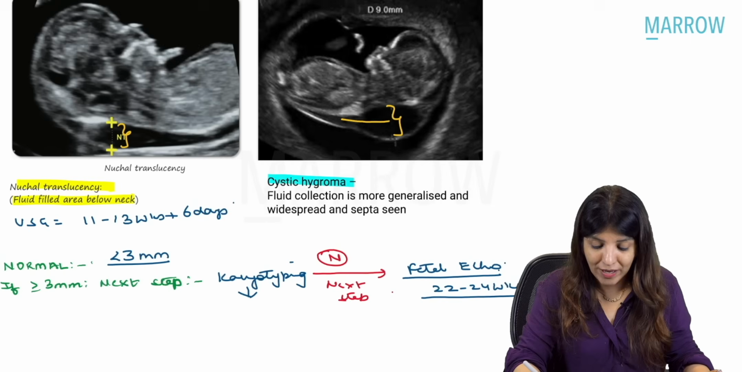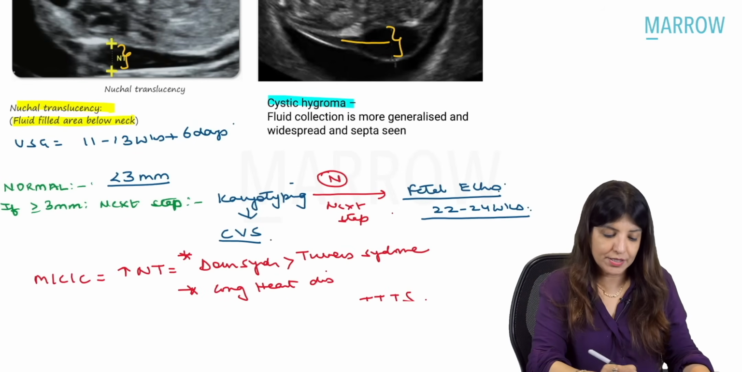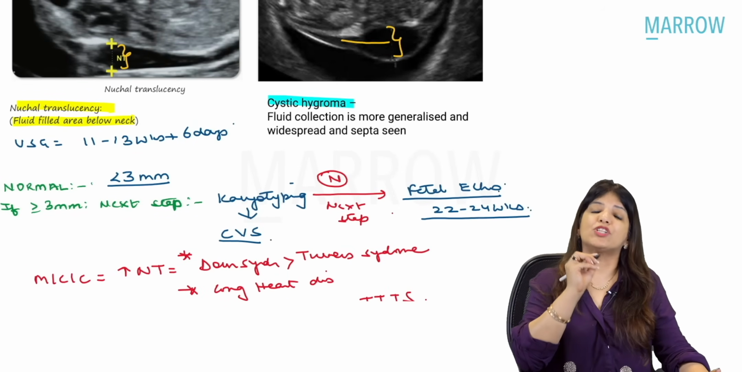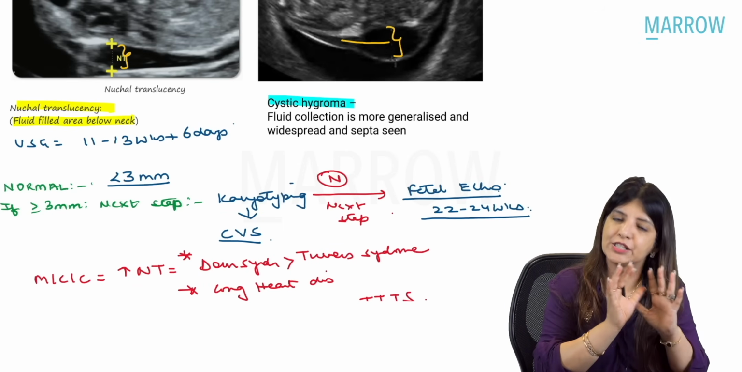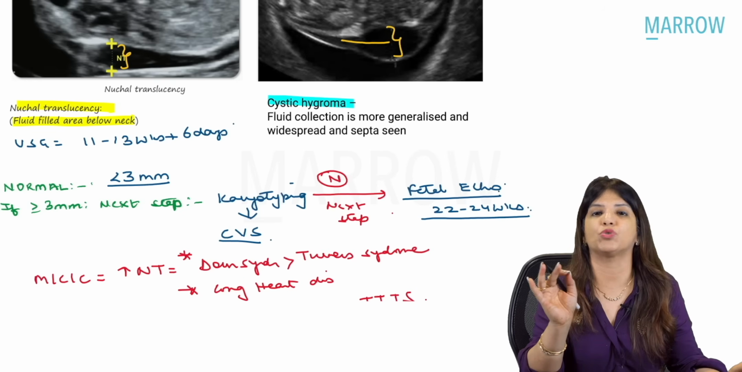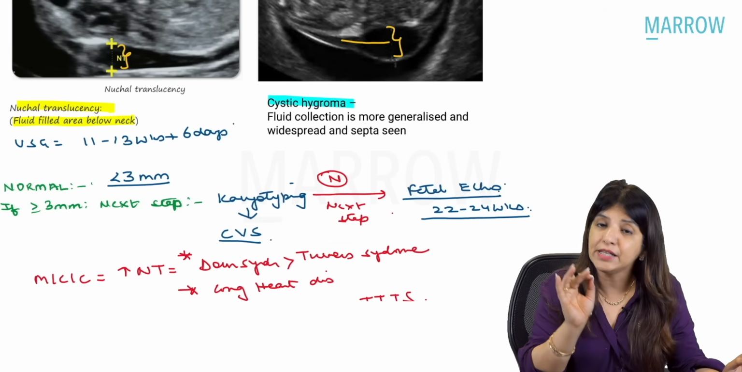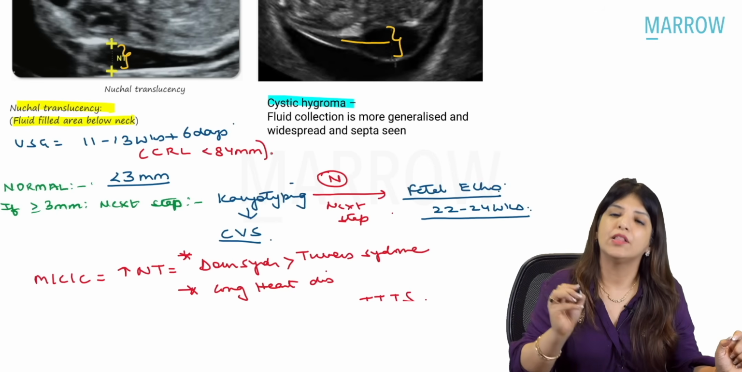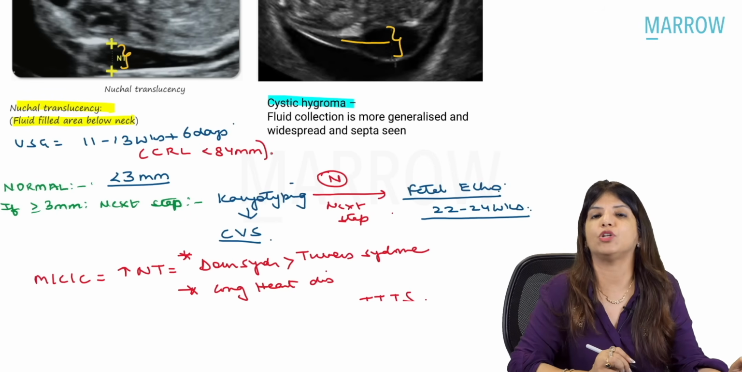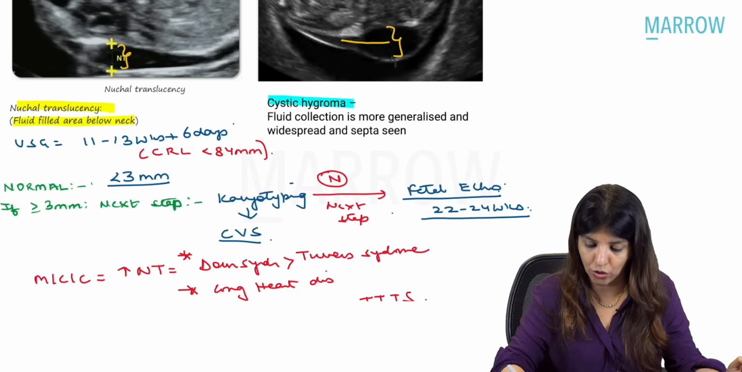Yes. Now, one very important thing which they can ask you is that up till which crown rump length should nuchal translucency be measured? In terms of gestational age, it's 11 weeks to 13 weeks plus 6 days. But in terms of crown rump length should be less than 84 millimeters. Then only you should be measuring the nuchal translucency. Clear to all of you?